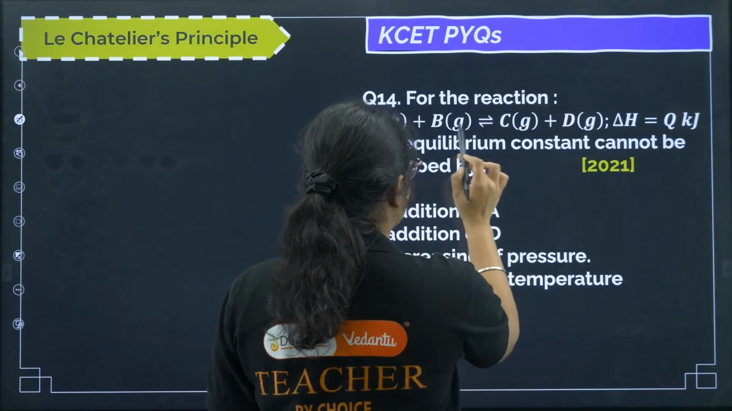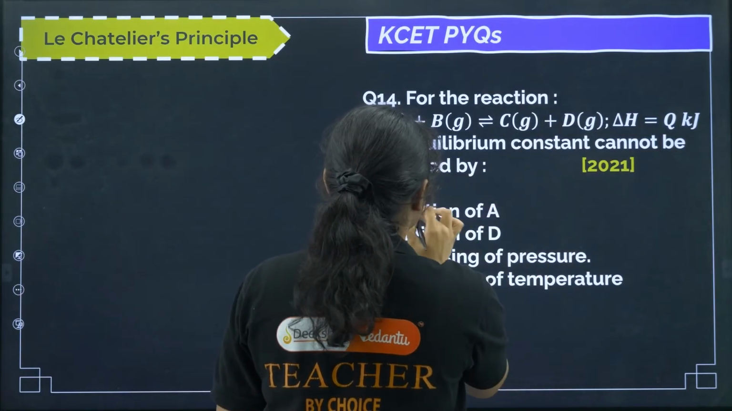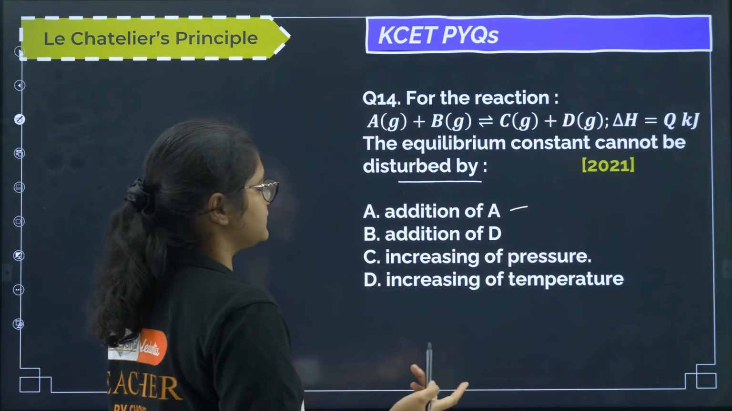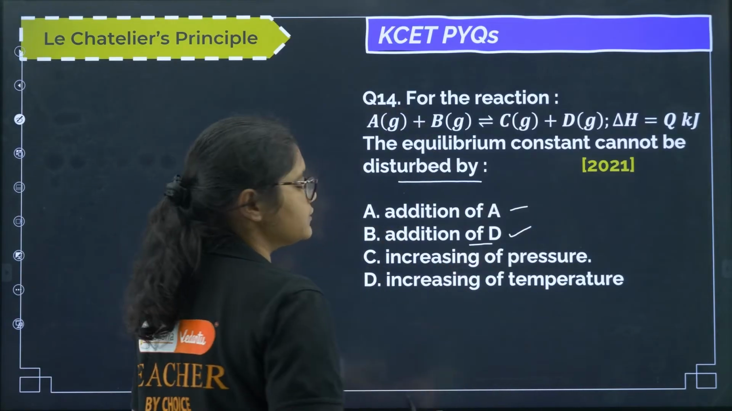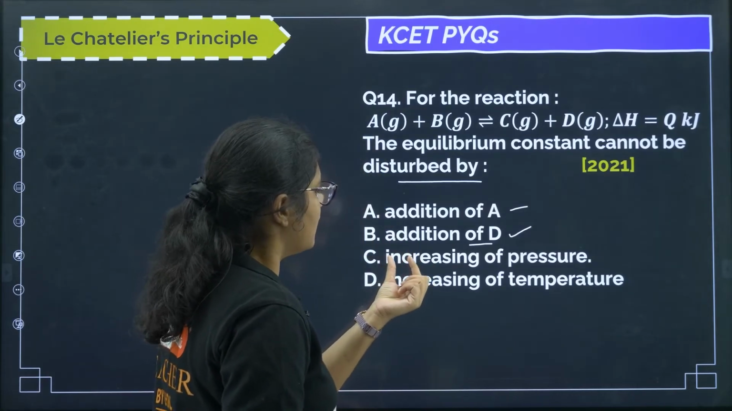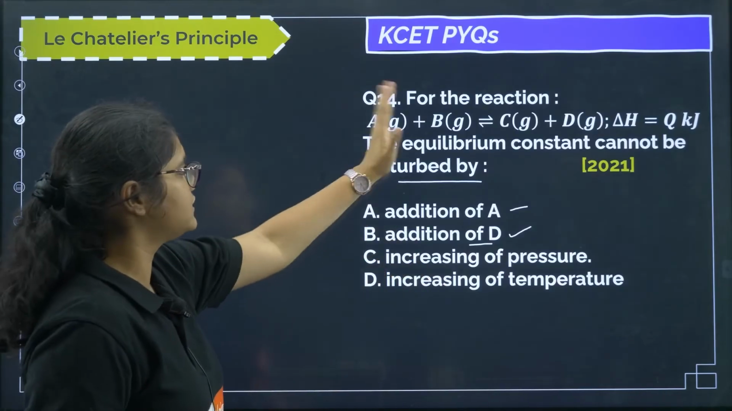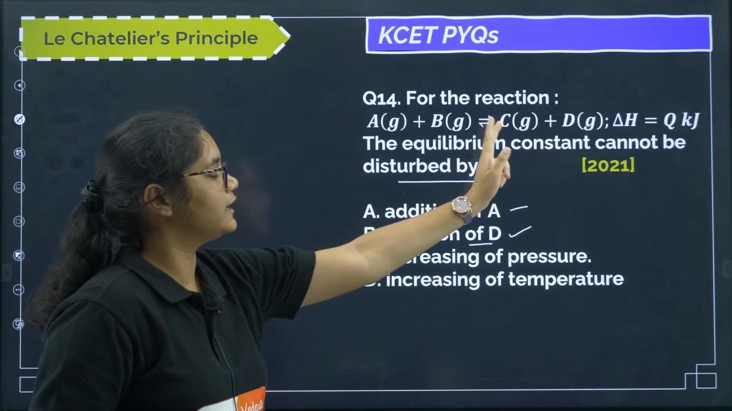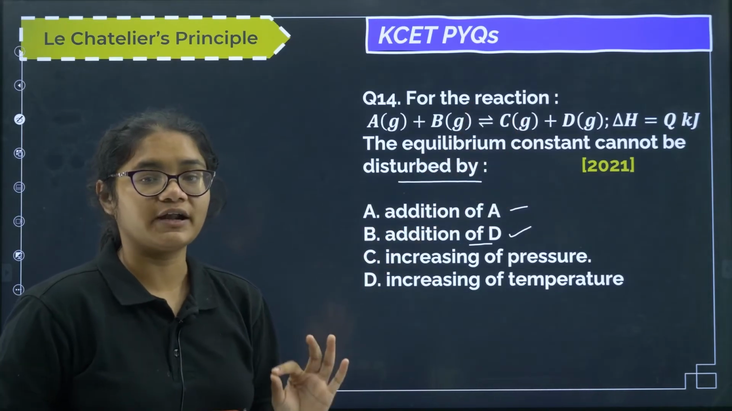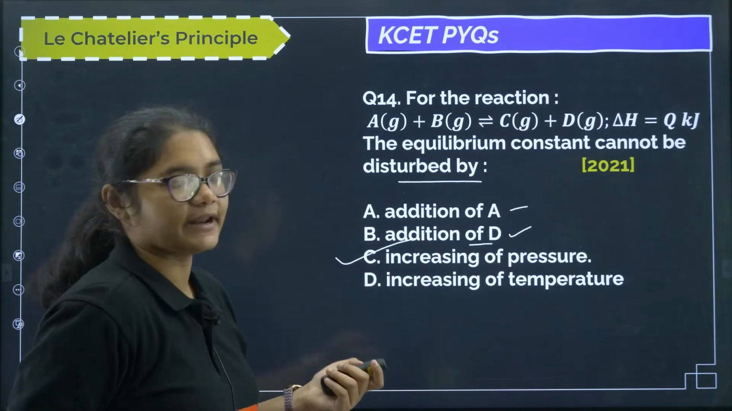For the reaction A plus B gives C plus D, the equilibrium constant cannot be disturbed by. So if you do addition of A, equilibrium constant will disturb, addition of D will also disturb. But if you do increase of pressure, now you see the number of gaseous molecules is the same on both sides, so there will be no effect of increasing pressure. So that is why option number C is the correct answer.